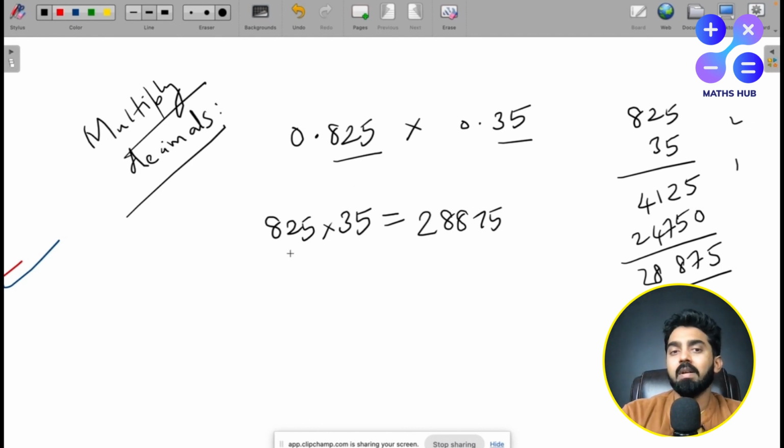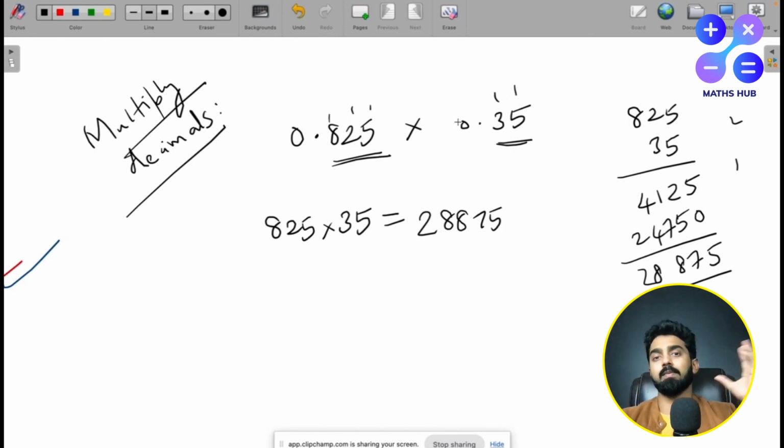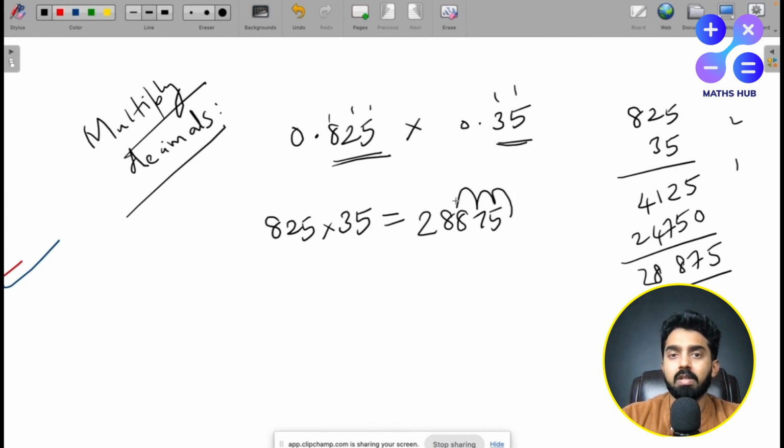The next step, after first taking a look at the actual numbers, is to count the decimal points. So there are 1, 2, 3, 4, 5 decimals overall. When you multiply, you add the number of decimal places. We'll see why that happens. Then you add that many decimals to this number, starting here: 1, 2, 3, 4, 5. That's going to be 0.28875. That is the multiplication.